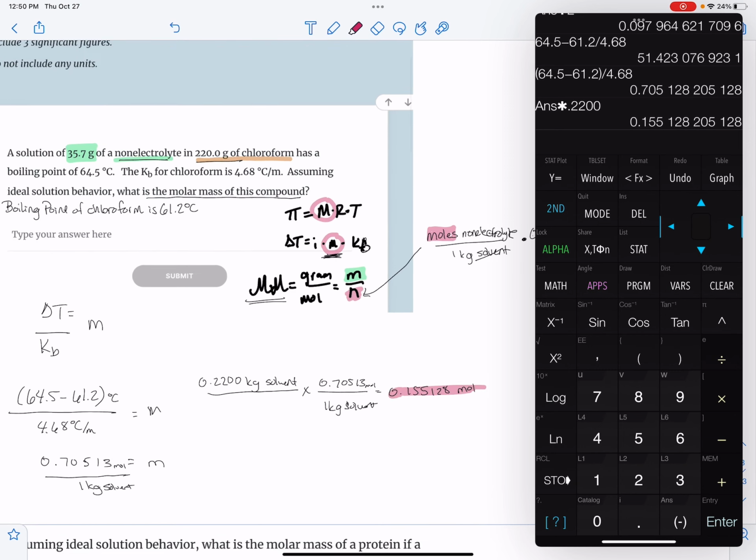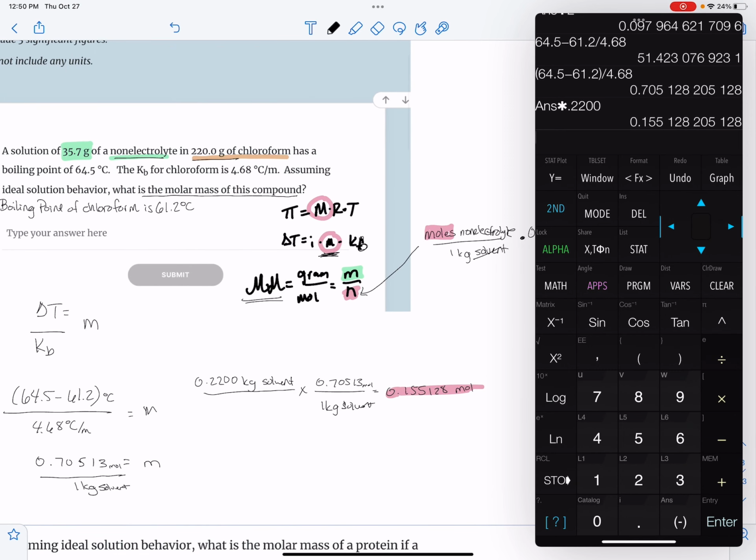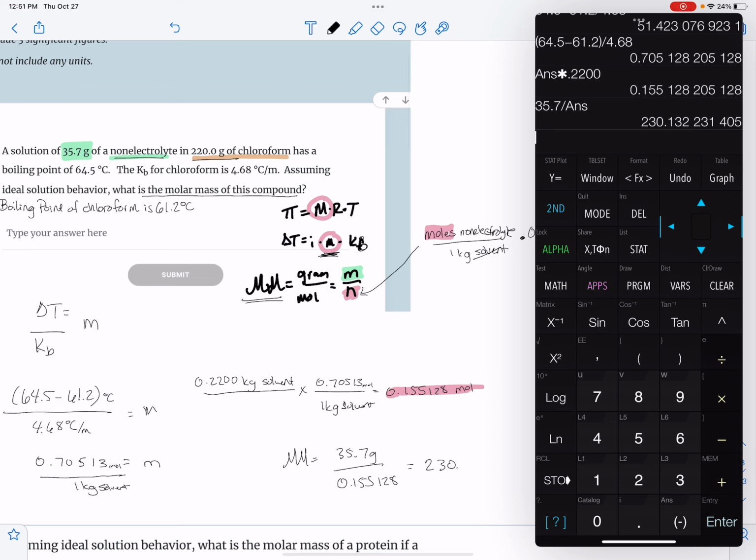Then if I go up, I've got my green term at the top. So the molar mass is going to be 35.7 grams divided by 0.155128 moles. It's in my calculator, so I'm going to say 35.7 divided by, and I'm just going to use my second answer key to put that 0.155 in. And so it's telling me that my molar mass is 230.1 grams per mole.